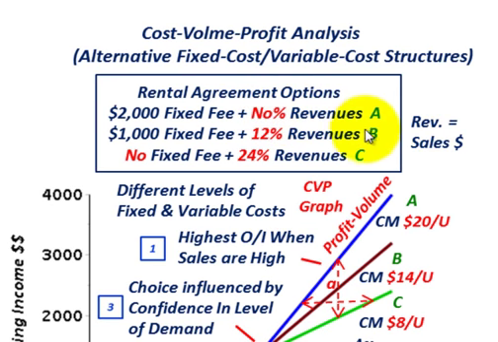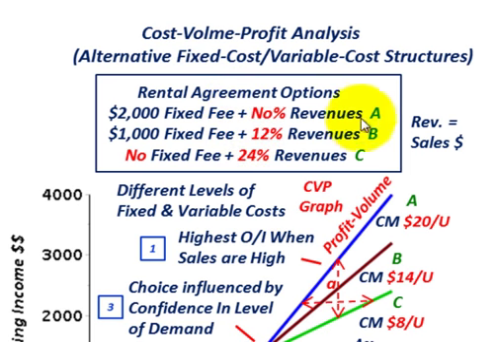Moving down to option B, this is the case where we only pay a $1,000 fixed fee, but in addition to that, we pay 12% of our revenues or our sales. And option C is the case where we have no fixed fee, but we pay our entire amount of rent based on 24% of our revenue. So you can see the different options.